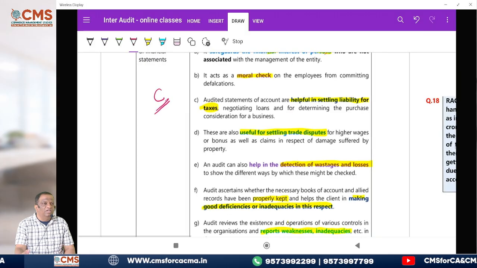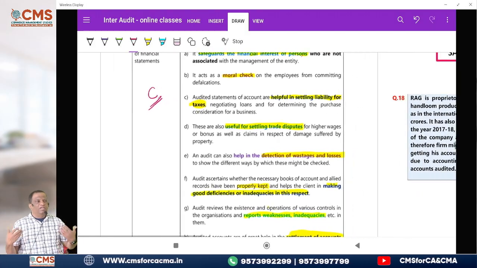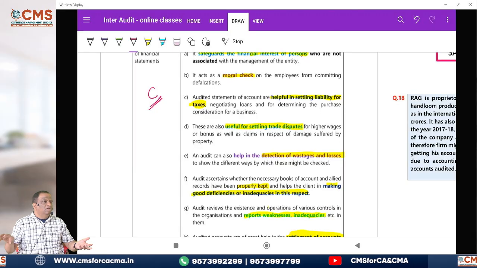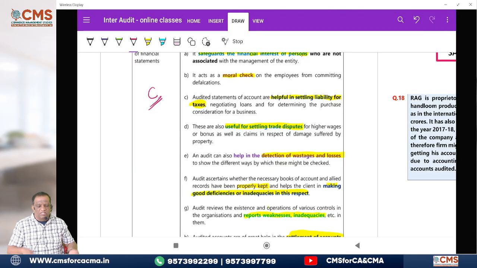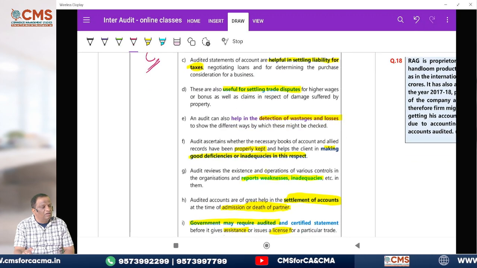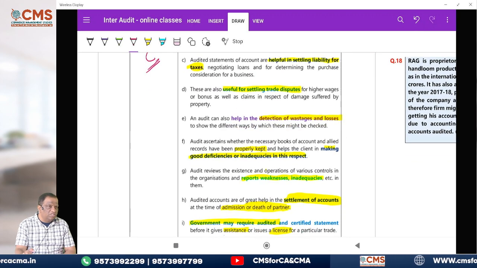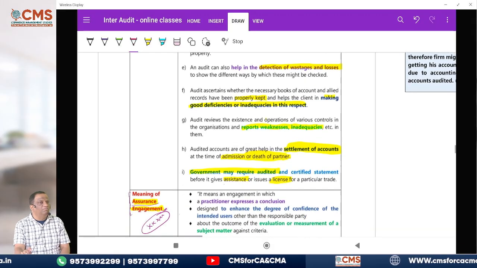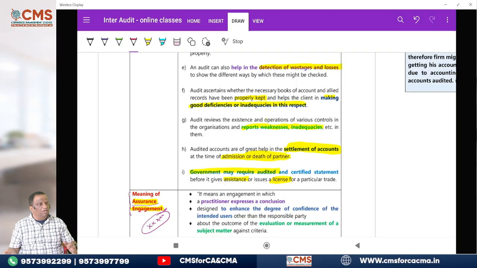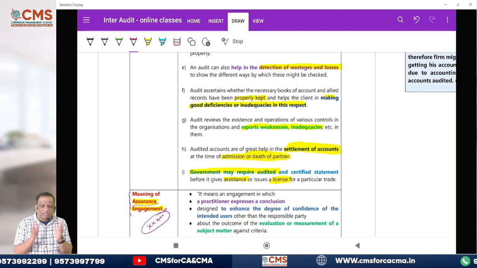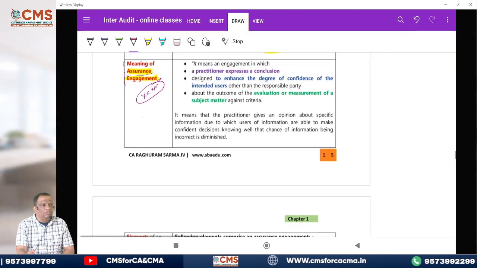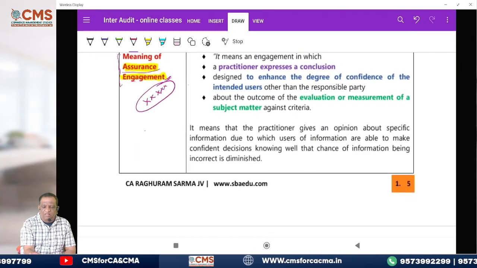Why do you need audit? Only when I do the audit, I will come to know where I am going wrong. And if I am getting audit done, my team also will be on their toes. That is what we call a moral check. And because the auditor is going to report weaknesses and inadequacies, it will help me to strengthen myself. It will also help me to settle my disputes with various people, with the income tax, with the GST, with my labor, with my parties. So if you start writing points, you can easily cover them. Since it is not so important, I am just leaving it aside.